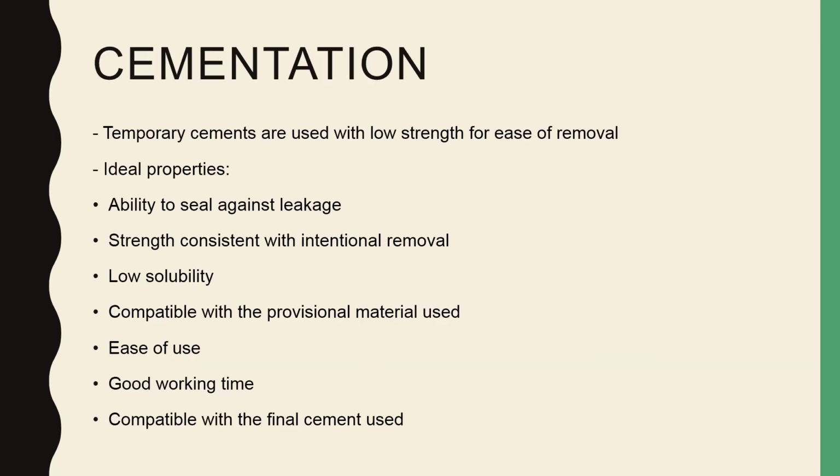After checking and modifying the occlusion of the provisional restoration, and doing the needed polishing and finishing, it's ready for cementation. Temporary cements are used with low strength for ease of removal. They are used to seal the provisional restoration, which prevents leakage and pulpal irritation. The ideal properties of temporary cements are the ability to seal against leakage, strength consistent with intentional removal, low solubility, compatibility with the provisional material used, ease of use, good working time, and compatibility with the final cement used.